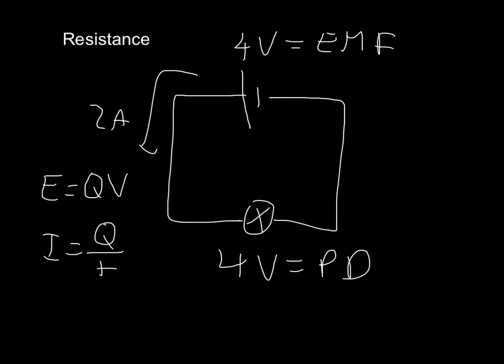So last day we learned about a couple of things. First thing we learned about EMF. And we said that, for example, if a battery has a 2-volt EMF, it means that for every coulomb that leaves it, it gives it 2 joules. If it has a 4-volt EMF, like this one, then for every coulomb that leaves it, it gives it 4 joules.